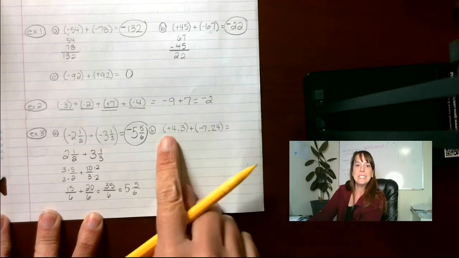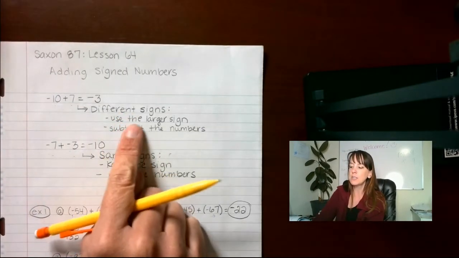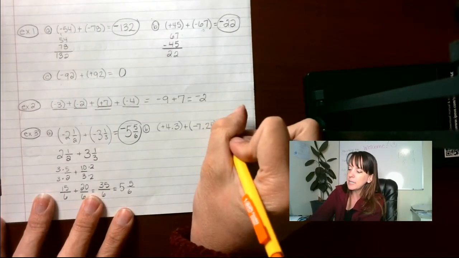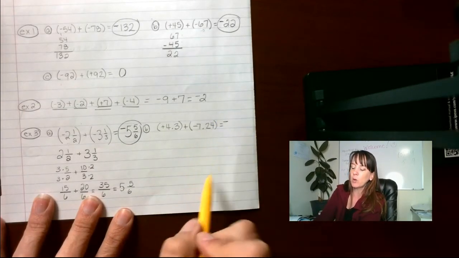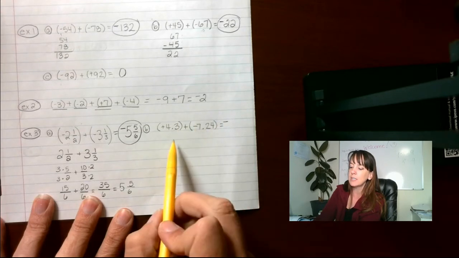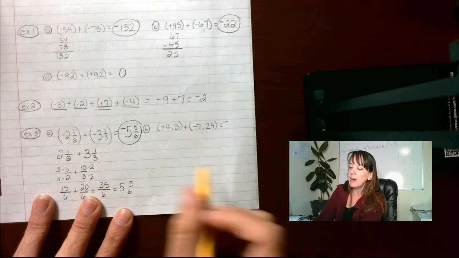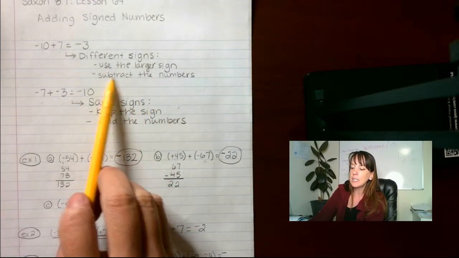This one, they have different signs. Use the sign of the larger number and subtract the numbers. So we know our answer is going to be negative because 7.24 is larger than 4.3. Now, use the larger sign, subtract the numbers.